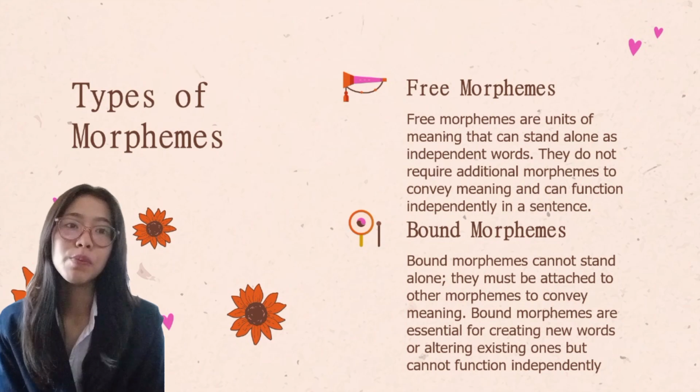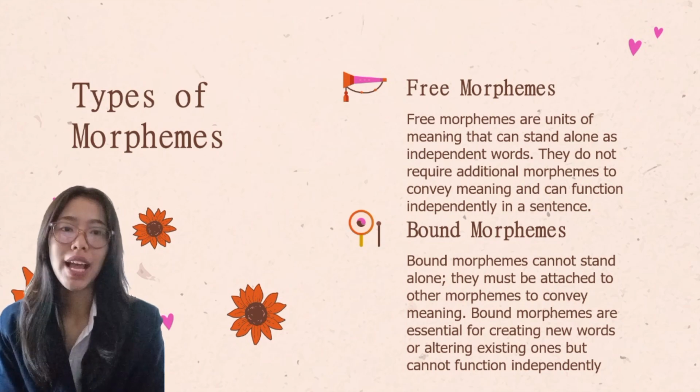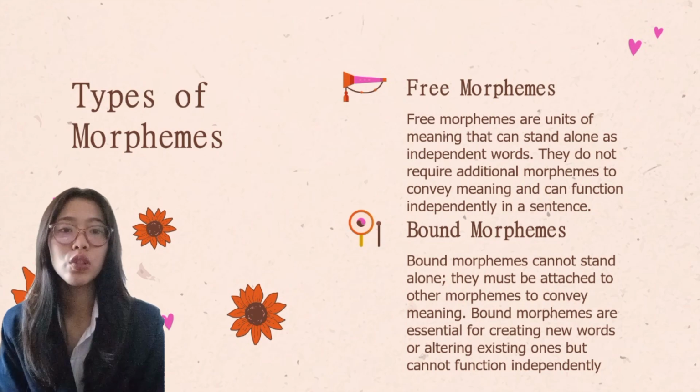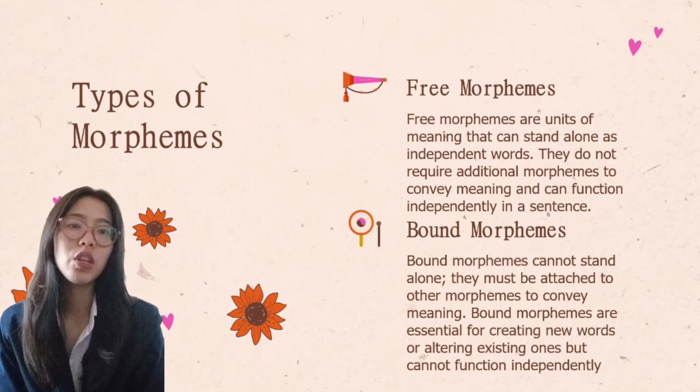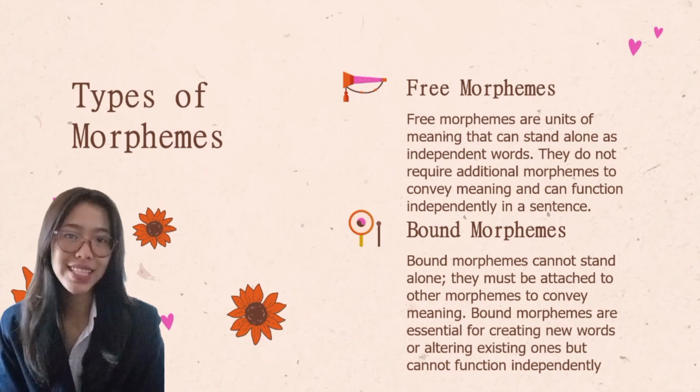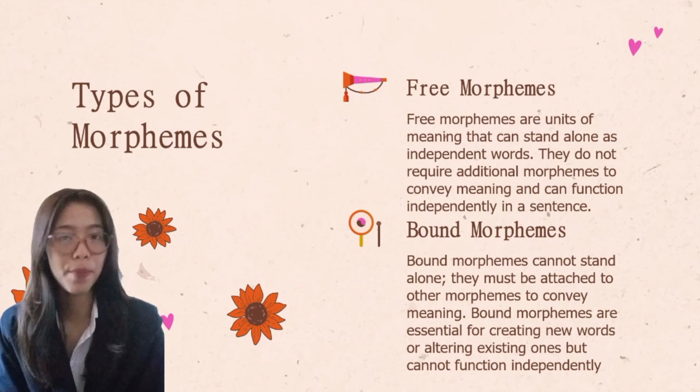And the second is bound morphemes. Bound morphemes cannot stand alone. They must be attached to other morphemes to convey meaning. Bound morphemes are essential for creating new words or altering existing ones, but cannot function independently.